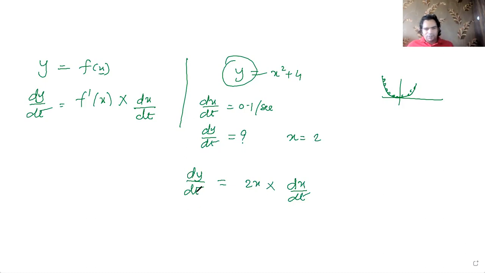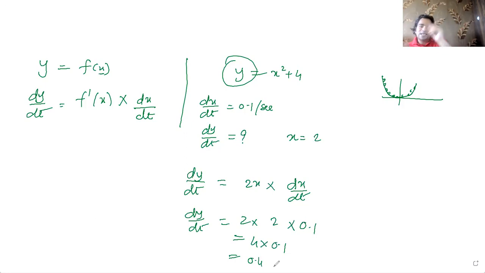So this is a formula which you can use. So dy by dt is going to be 2 times x, which is 2, times 0.1, so that's 4 times 0.1, so it'll be 0.4. So as x is increasing at a 0.1 rate at x equals 2, y will also be increasing by 0.4 at that point. So this is something which is important.